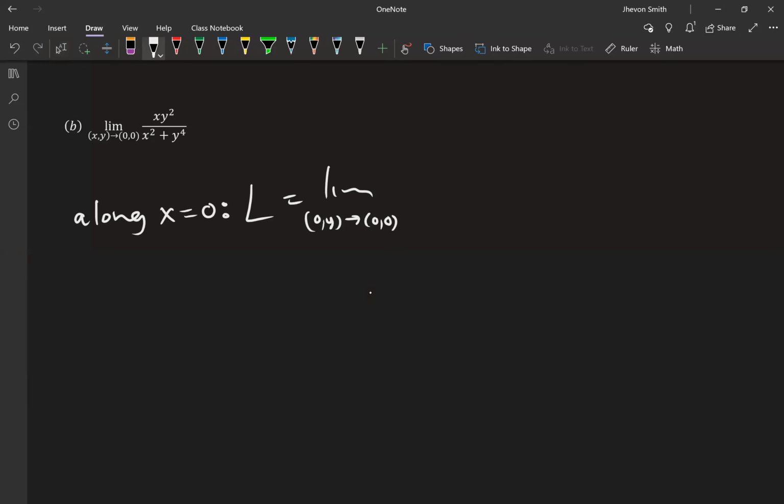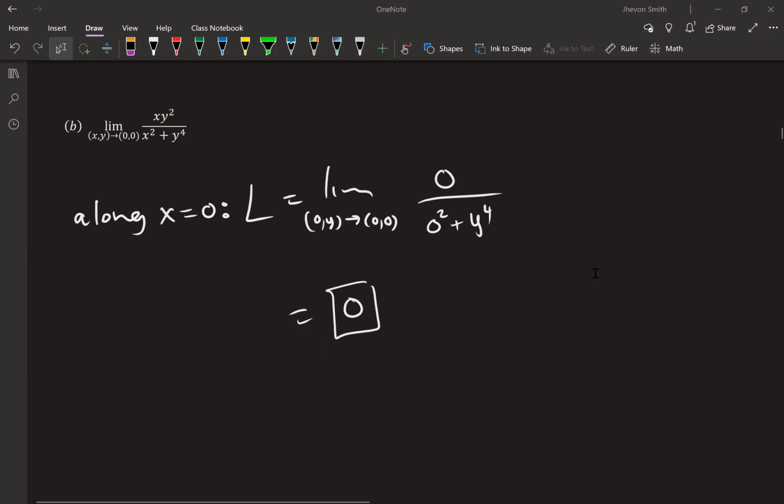So plug in x equals 0, I would get 0 over 0 squared plus y to the 4th. And of course, that gives me 0. All right. So it approaches 0. Yes, x equals 0, very respectable choice as AJ points out. Another, x equals y to the 9th.